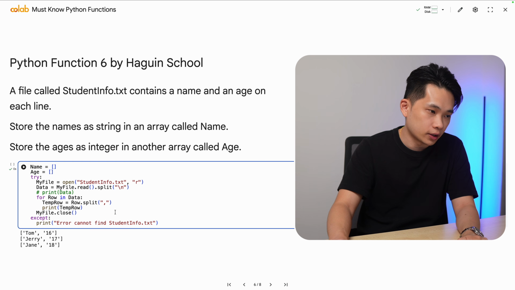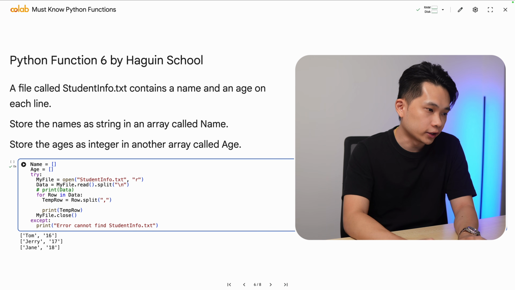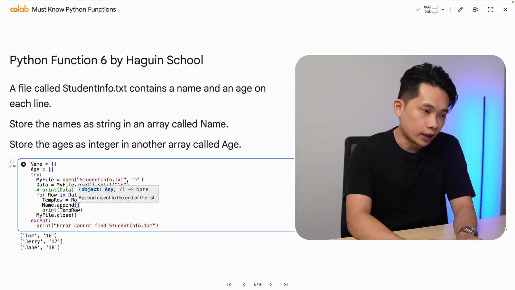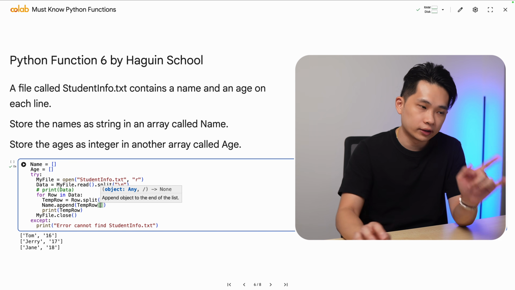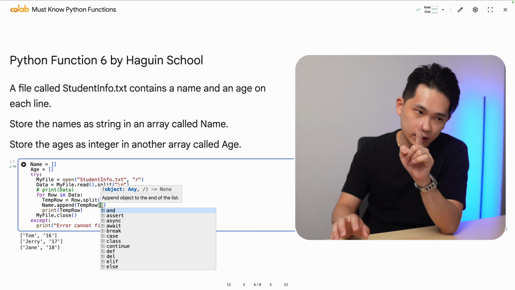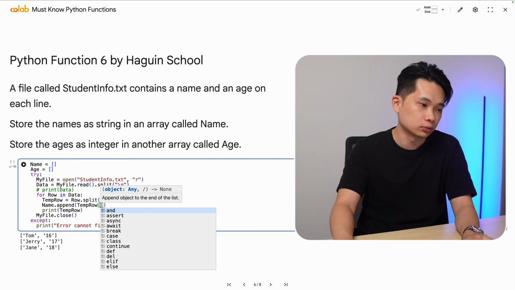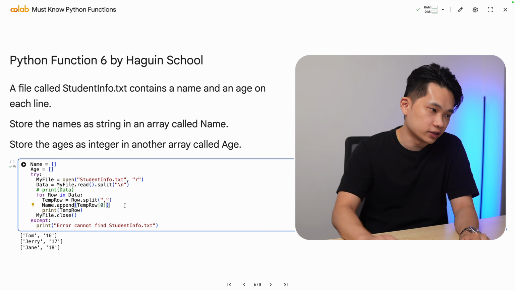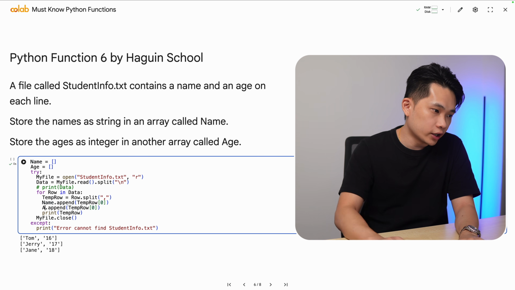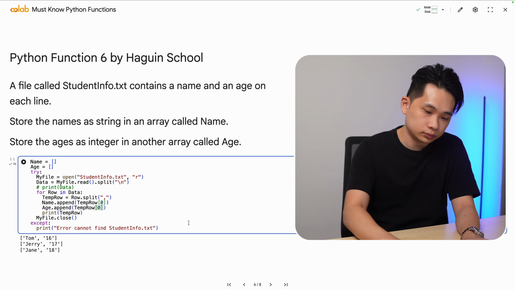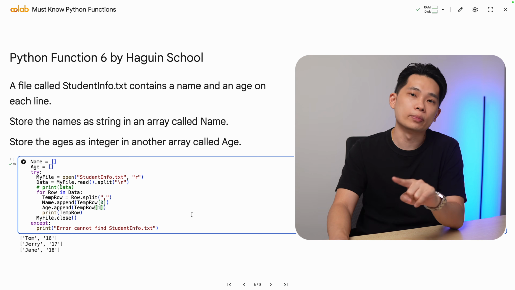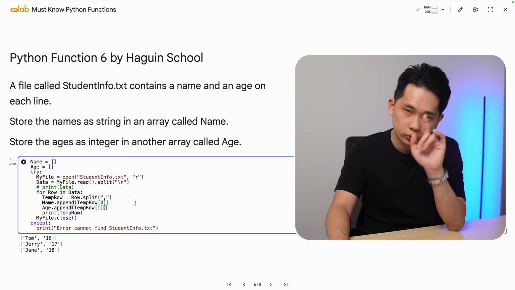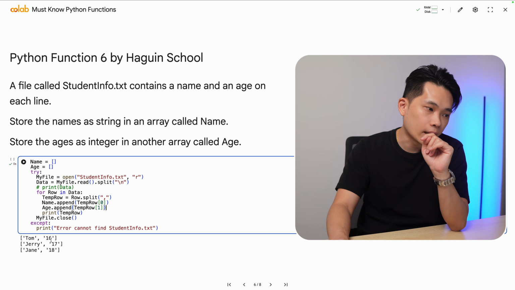So I can just do something like this. I can say name.append, and then put temp row, and right now we are appending the first element, which is this Tom, so index 0. And then the next one, I will do h.append, the second element. So what happens here is that every time we do the splitting, we append Tom and append 16.